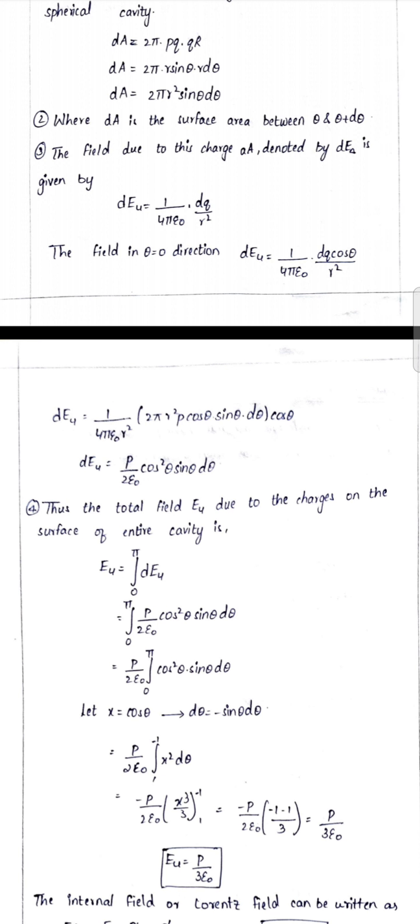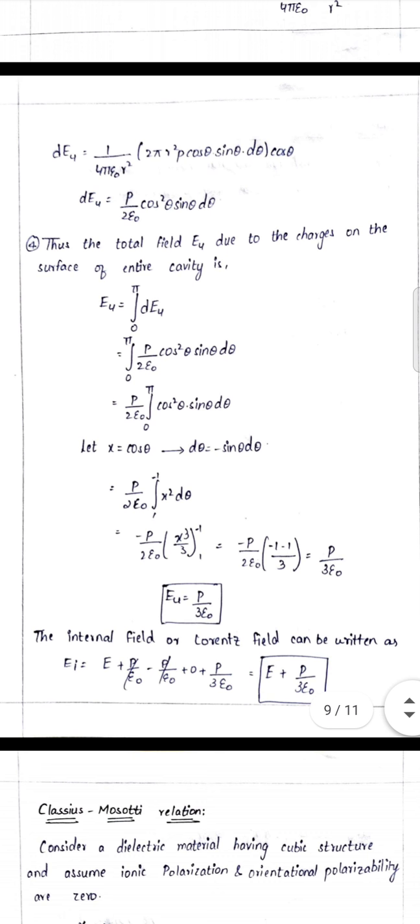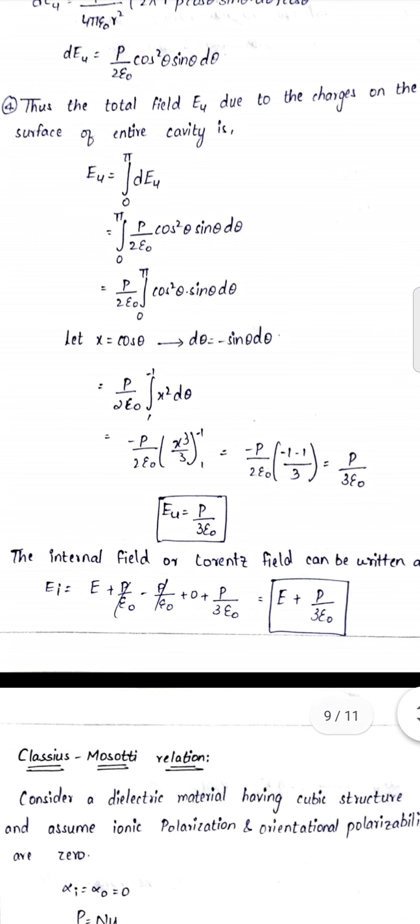Here, the total field E4 due to the charges on the surface of the cavity is E4 equal to integral 0 to pi of dE4. By substituting dE4 and solving the integration, we get E4 equal to P by 3 epsilon naught. So the total internal or Lorentz field can be written as Ei is equal to E1 plus E2 plus E3 plus E4. And by solving all those, we get E plus P by 3 epsilon naught as the final result.